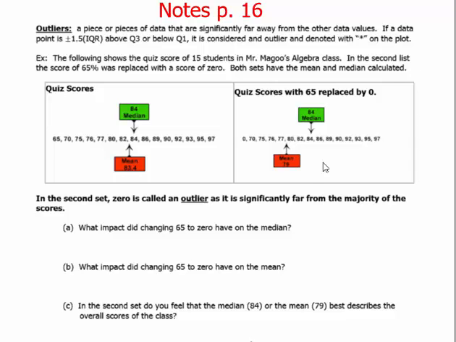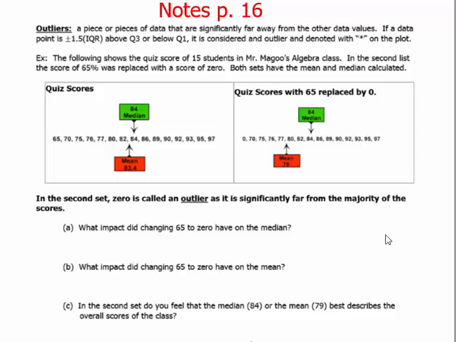As you can see, there's a drastic drop in the mean with that 0. Here, the median and the mean are pretty close together. And here the mean is definitely considerably below what the median is. In the second set, 0 is called an outlier because it is significantly far away from the majority of the scores. What impact did changing the 65 to a 0 have on the median? Well, it didn't have any. The middle score is still the middle score. What impact did changing the 65 to a 0 have on the mean? Well, that dragged it down 5 points.